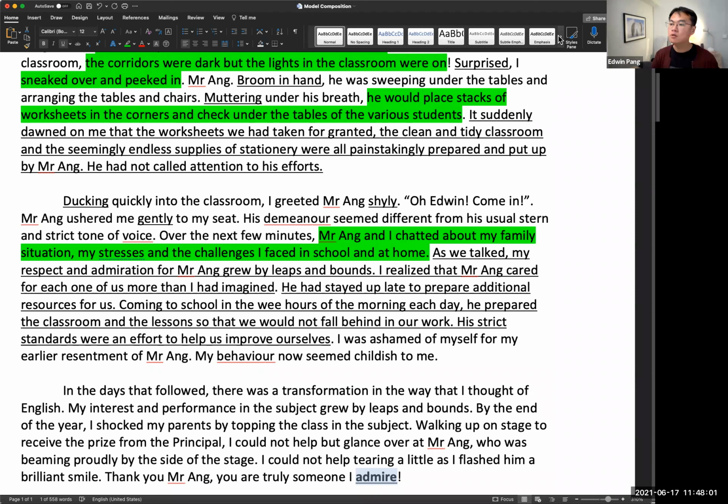And when I end with the keyword, or something like the keyword, I am telling the marker, I'm putting a big flag there to say, hey, you cannot fail me, no? Because I have written a story that is about the theme, right, and about the picture. So at the very least, I should get 23, 24, okay? So this is a good practice.